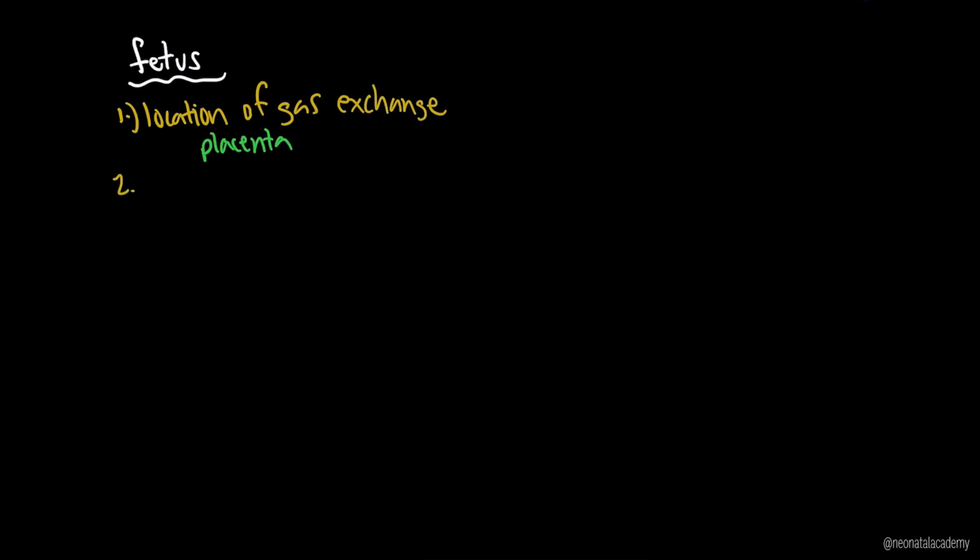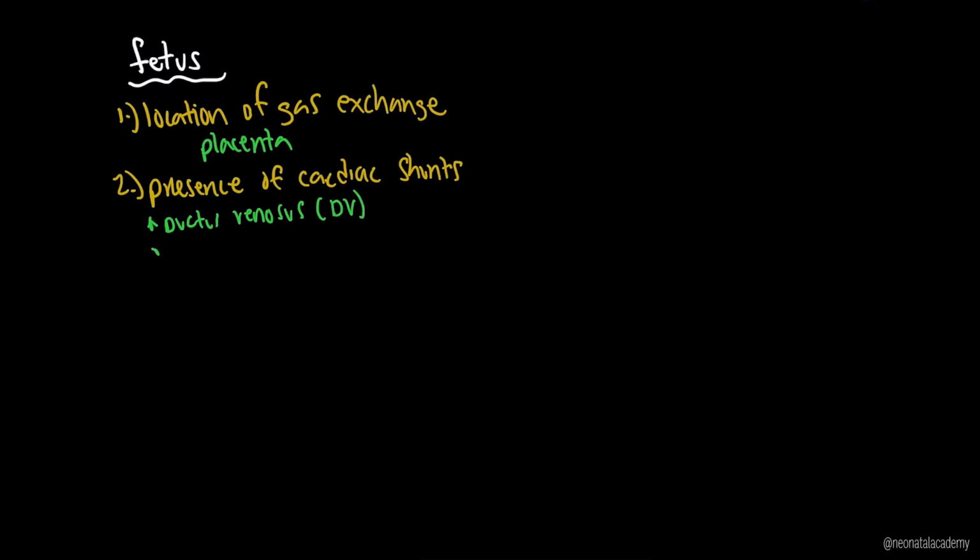Next, number 2 is going to be the presence of cardiac shunts. This will allow us to bypass the lungs and send oxygenated blood throughout the body. So these shunts, there are going to be 3 of them. The first one is going to be the ductus venosus, which we are going to abbreviate from now on as DV.